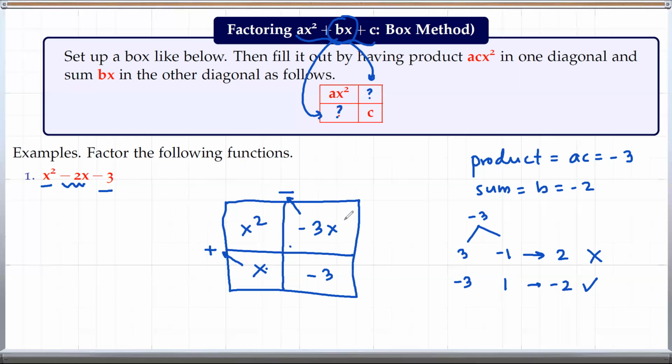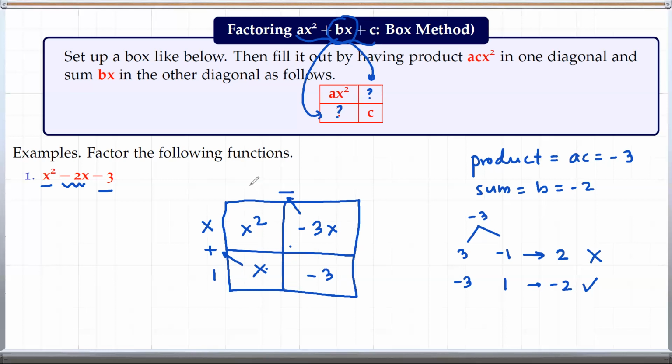Now we need to look at the common factor in each row and column. Between x squared and negative 3x, all we have common is x, so you put that here. Between x and negative 3, we don't have anything common. That means we have 1 common. When nothing is common, we just put 1, because 1 can always divide x and negative 3.